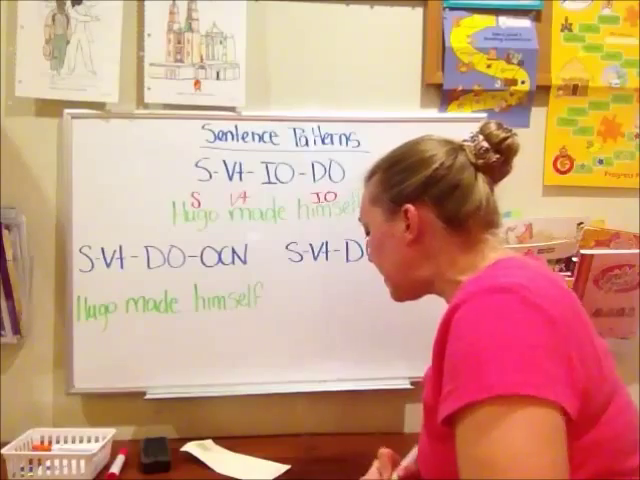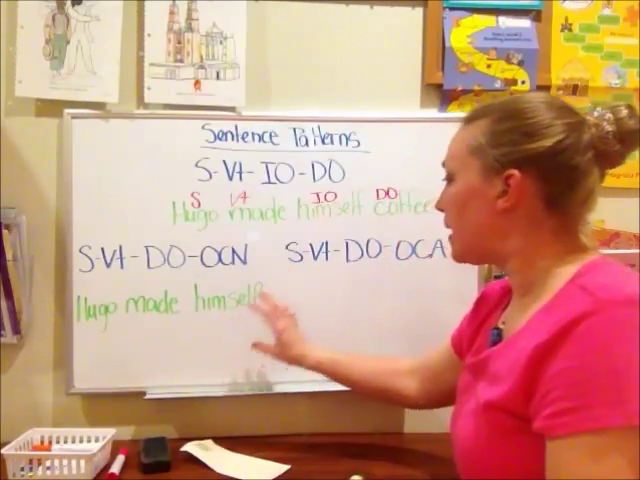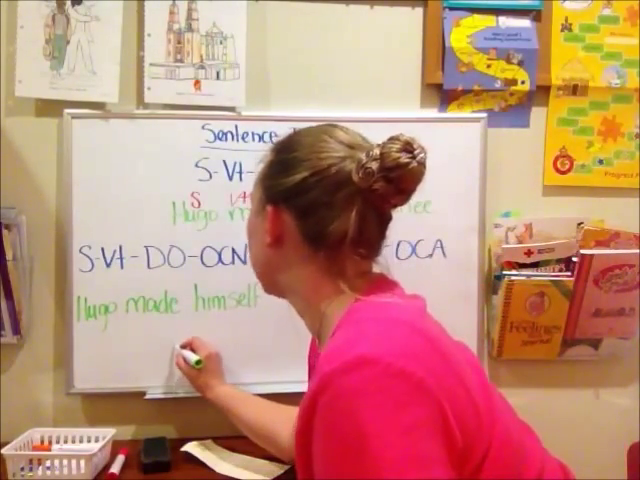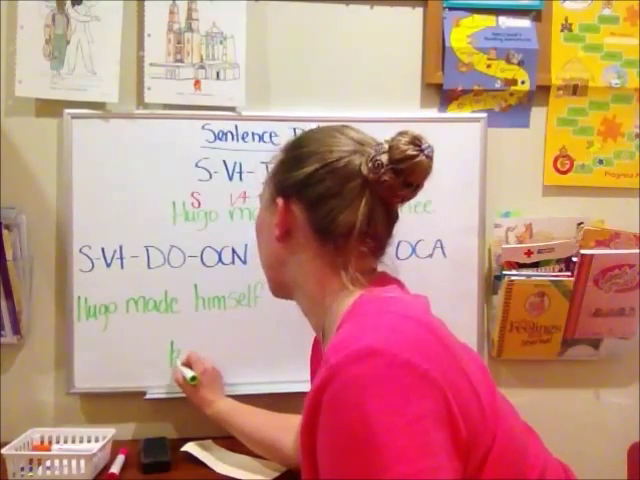Okay, what? It says Hugo made himself what? Hugo made himself king. We're going to put this down here so we don't run into our other sentence in a few minutes.